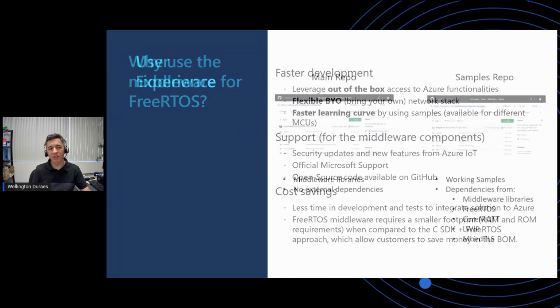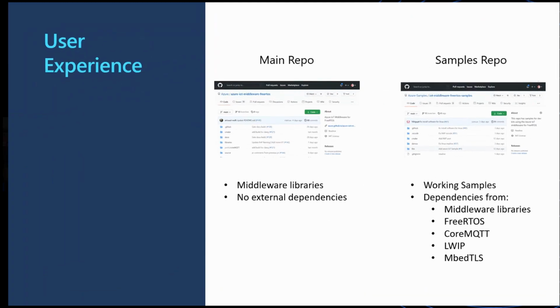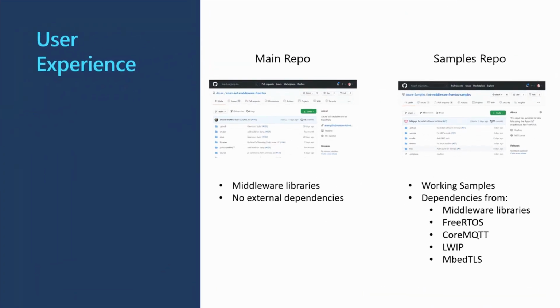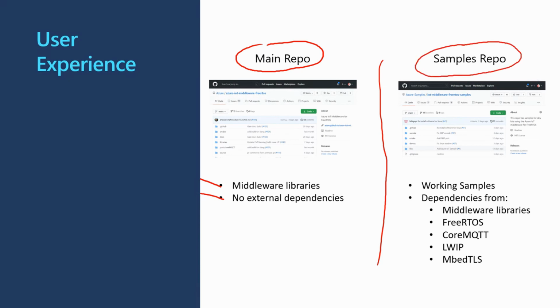From a user experience perspective, we actually have these in two different repos. We have the first one that we call the main repo, and here you will find all of the middleware libraries, and this will have no external dependency, so this is at the core of the solution. And a separate repo, which is the samples repo. And here you will find working samples. And in order to get these samples to work, we have some dependencies on, well, first and foremost, the middleware libraries, but also dependencies on FreeRTOS, Core MQTT, LWIP, and Mbed TLS.